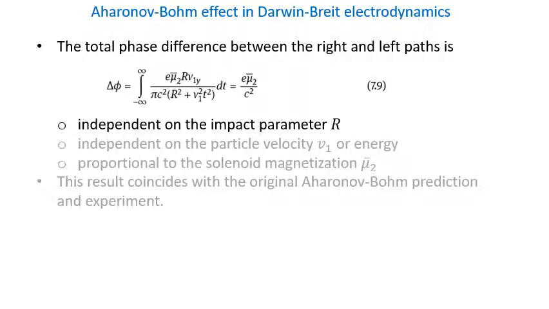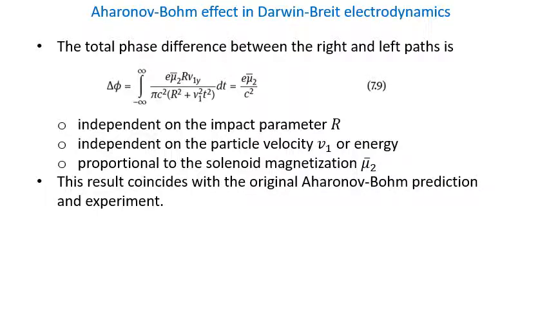This result is independent of the impact parameter. It is independent of the electron's velocity or energy, and it is directly proportional to the solenoid's magnetization. All these properties agree with the original prediction made by Aharonov and Bohm and with experimental results. So Darwin-Breit theory has confirmed its usability once again.